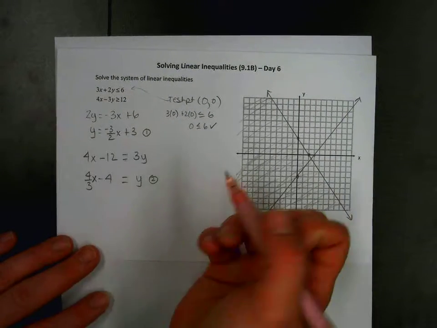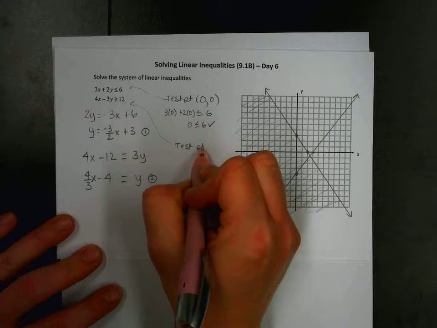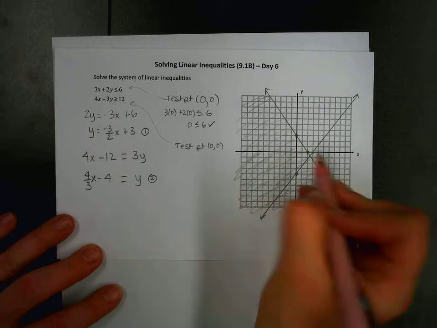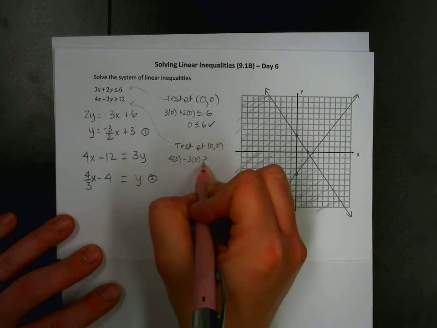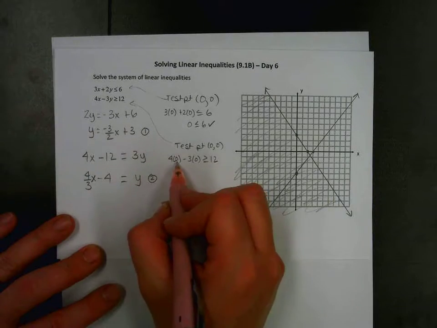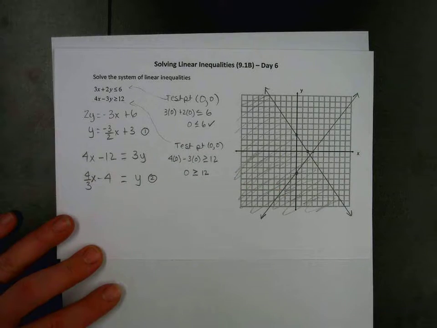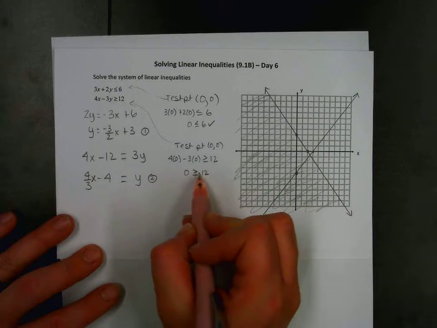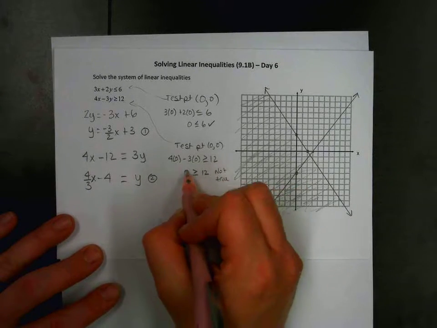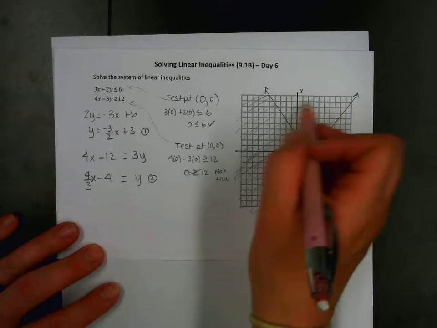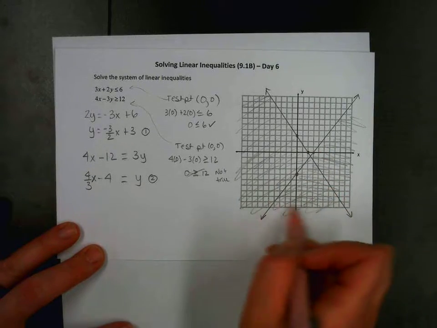Okay, so now I'm going again to a test point. I'm going to again choose 0, 0, and I'm going to substitute this in. Okay, and I get 0 is greater than or equal to 12. So in this case, you would have to ask yourself, is this a true statement? And it is not. So because it's not true, I want to shade on the opposite side of that 0.